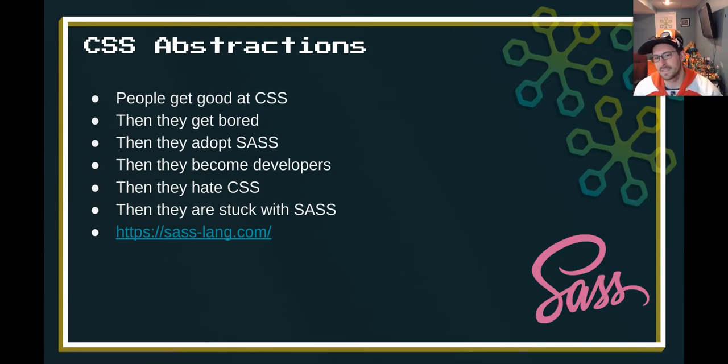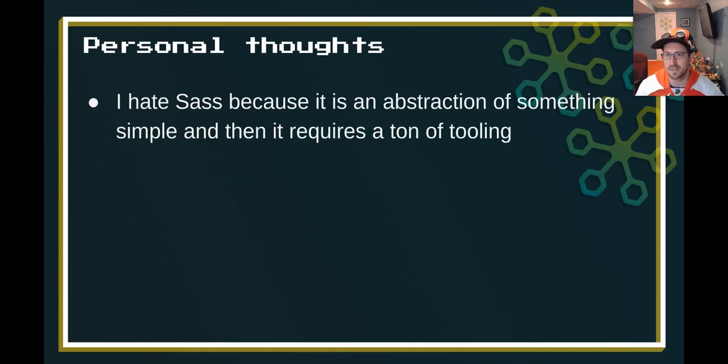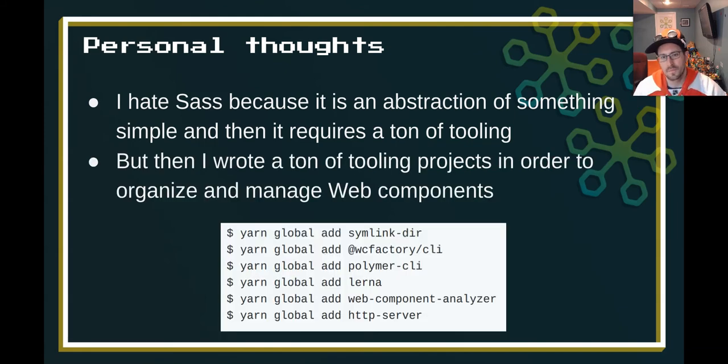But you can learn more about SASS at sass-lang.com. I personally do not like things that interpret and compile other web languages. I like to be able to know what it is. But say that you have a color chart and you need to quickly print out 256 possible colors as CSS variables. That's a programming problem. You shouldn't have to be sitting there manually typing every variable name. So SASS is really good for that type of stuff. I hate SASS because it's an abstraction and requires a lot of tooling, but then I wrote a really complex tooling project in order to organize and manage my web component portfolio. So I don't exactly have consistency.